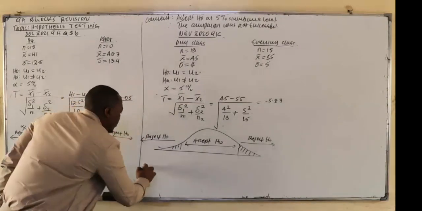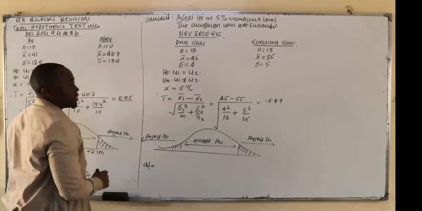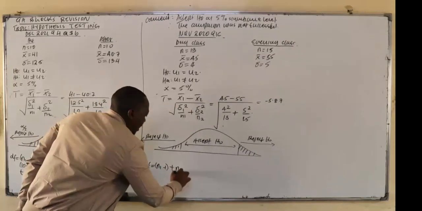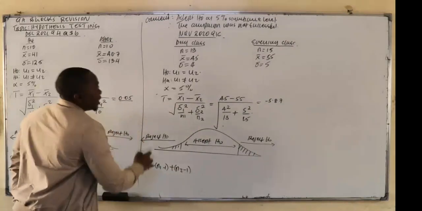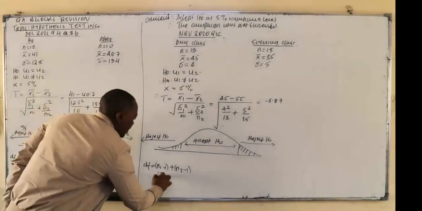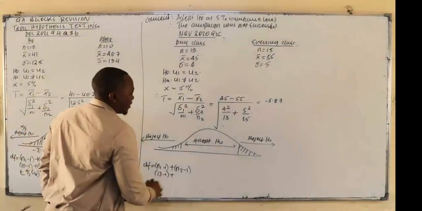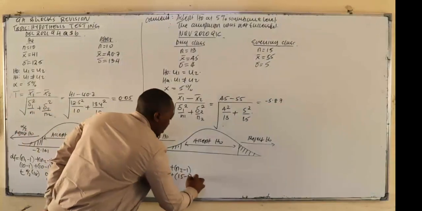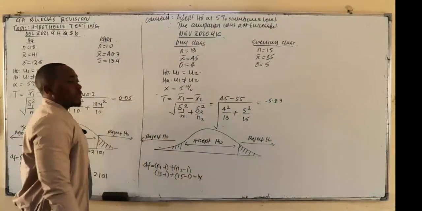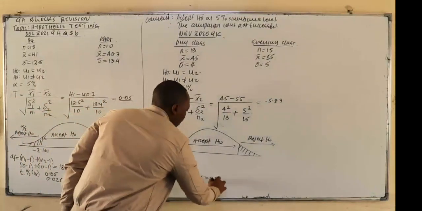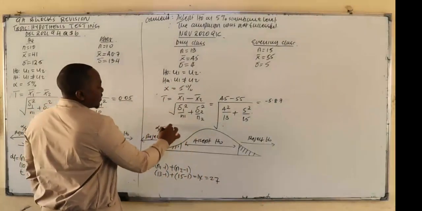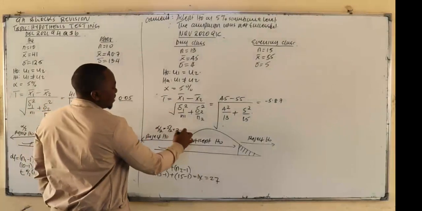So we need the degrees of freedom. In case of a two-mean test, degrees of freedom is n1 minus 1 plus n2 minus 1. So here we had 13 minus 1, you get 12, plus n2 was 15, 15 minus 1, you get 14. 13 plus 14, you get 27. Then our significance level is 5%, so 5 over 2, you get 2.5%.